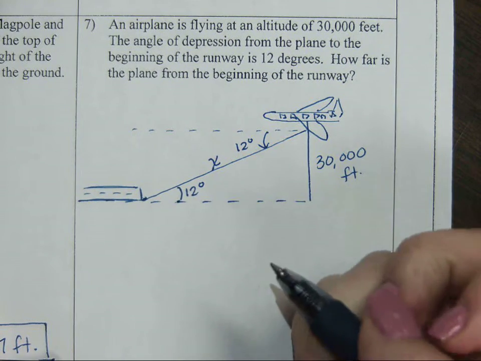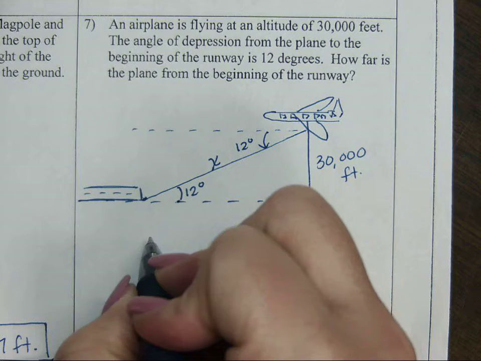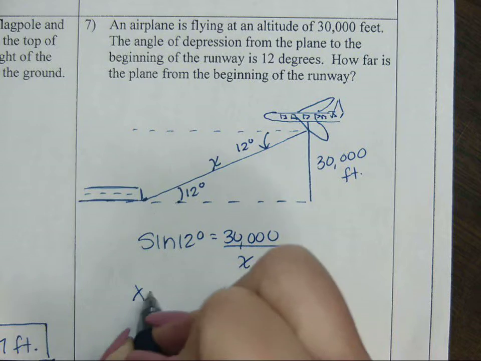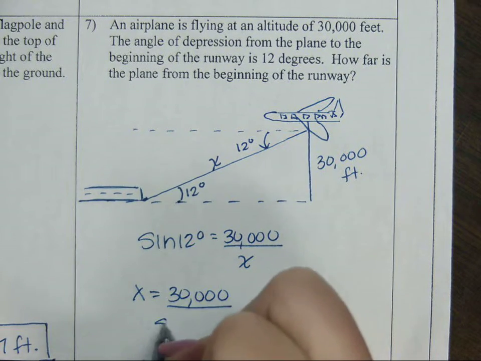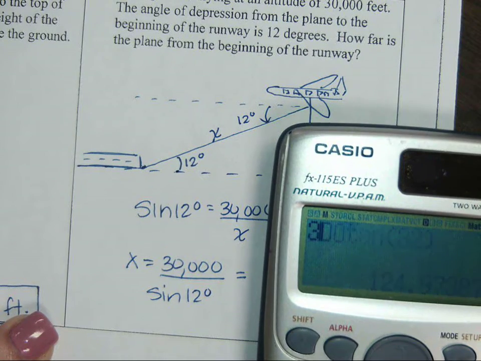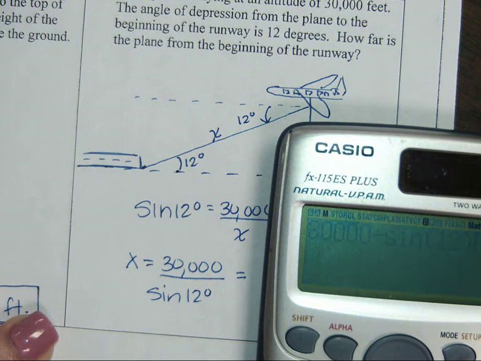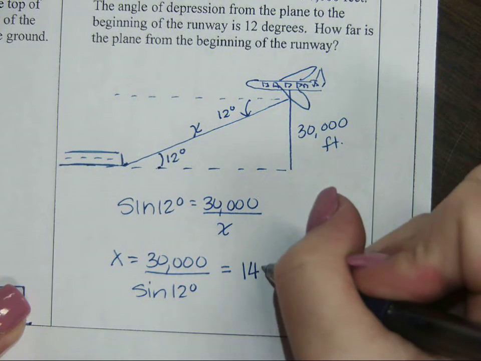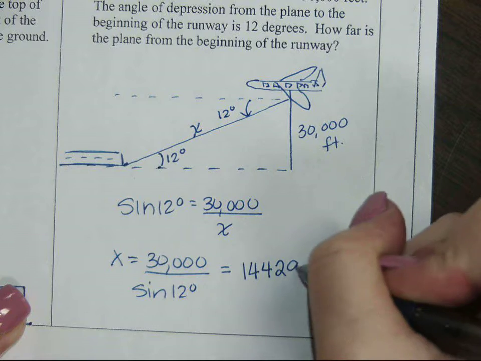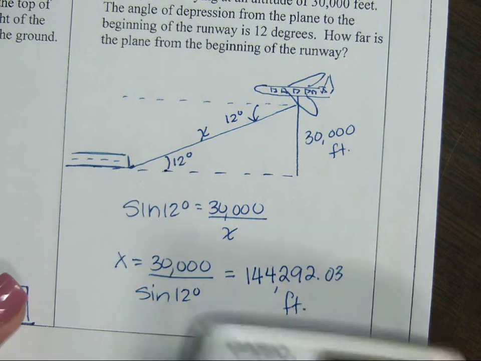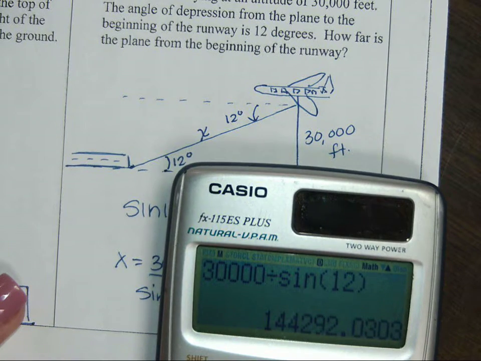So again, I'm going to be looking at the sine of 12 degrees is 30,000 over x, or x is 30,000 over the sine of 12 degrees. And so that plane is about, let's see. Wow, that's pretty big. Let me write this down. I've got 144,292.03 feet. That's what my calculator came up with. It's a large number, 144,000.